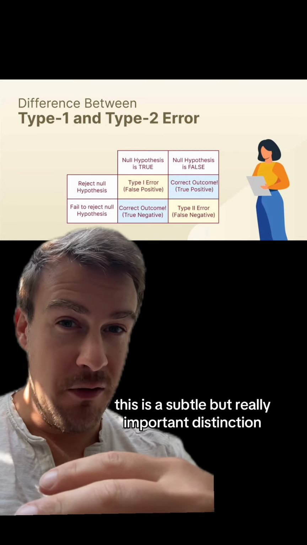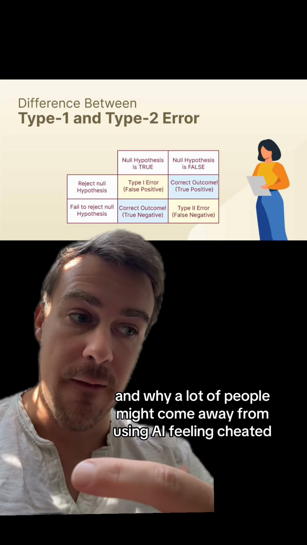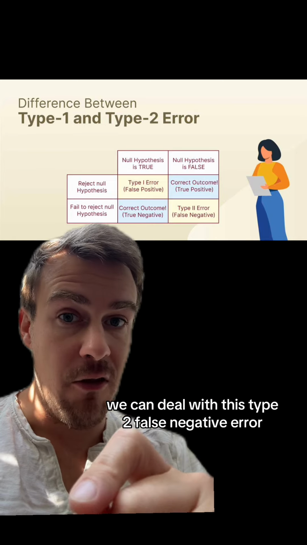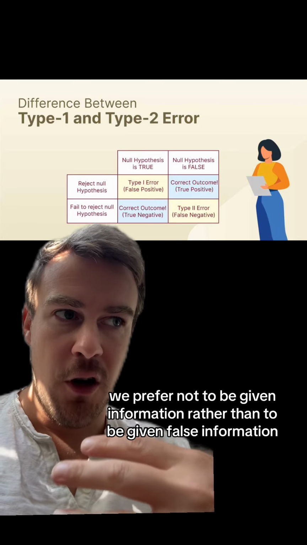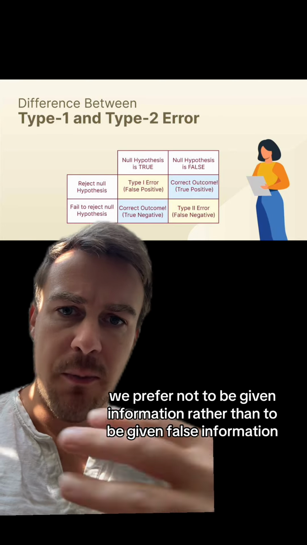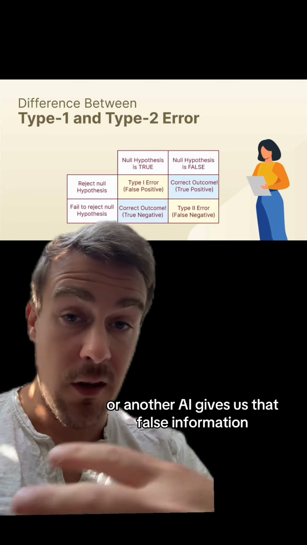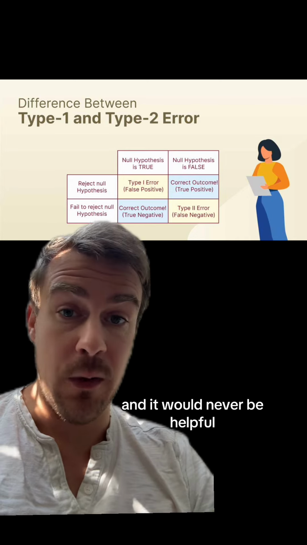This is a subtle but really important distinction and why a lot of people might come away from using AI feeling cheated. We can deal with this type 2 false negative error, but we cannot deal with this type 1 false positive. We prefer not to be given information rather than to be given false information. And when ChatGPT or another AI gives us that false information, we feel cheated and that the tool is useless and it would never be helpful.